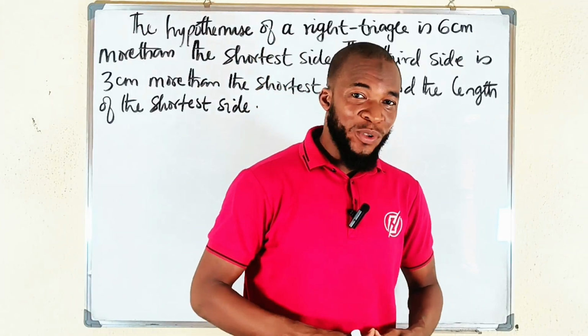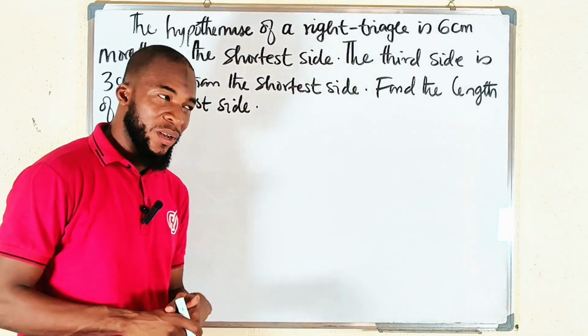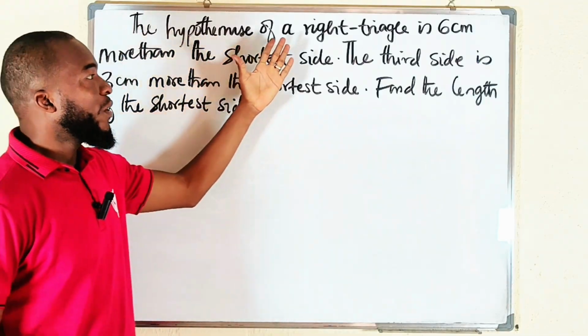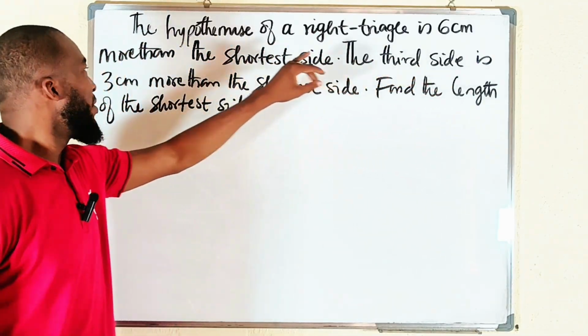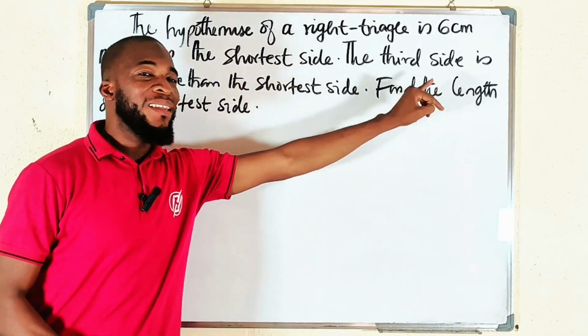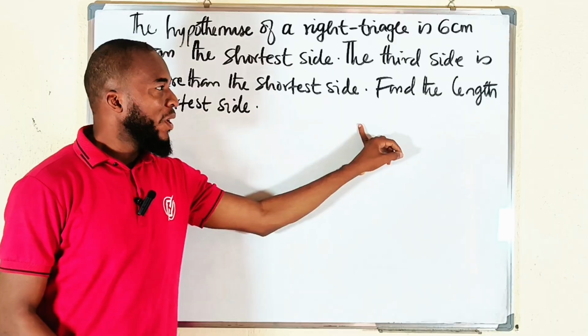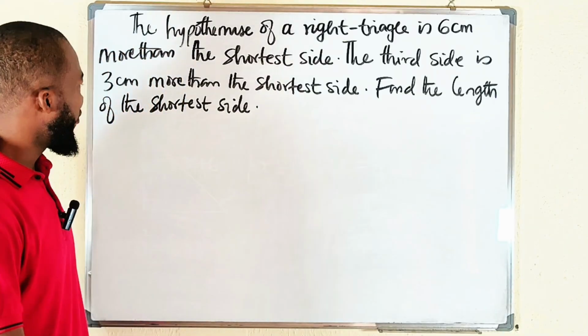Let us provide a solution to this word problem question leading to quadratic equation. The hypotenuse of a right triangle is 6 centimeters more than the shortest side. The third side is 3 centimeters more than the shortest side. We're asked to find the length of the shortest side.